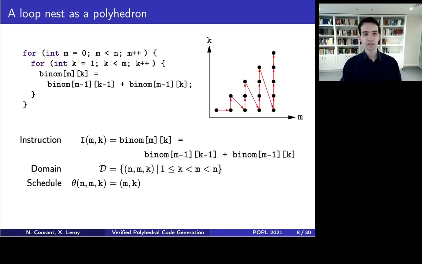A loop nest can be expressed as a polyhedron by just looking at every point where the body of the loop is executed. For instance, in this case, these points are a triangle with k less than m less than n. The schedule, which specifies the execution order, is the lexicographical order of the loop indices, here m then k.